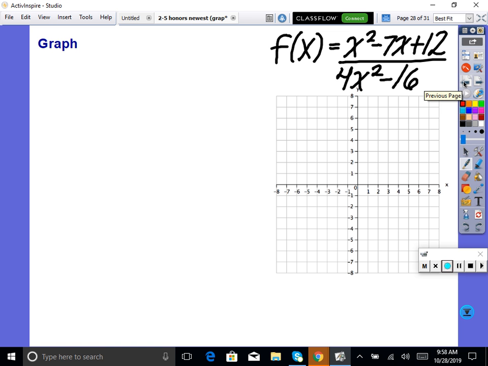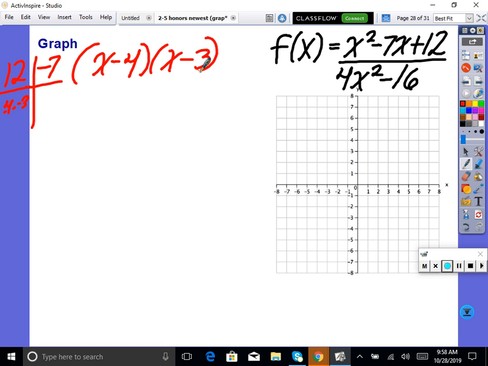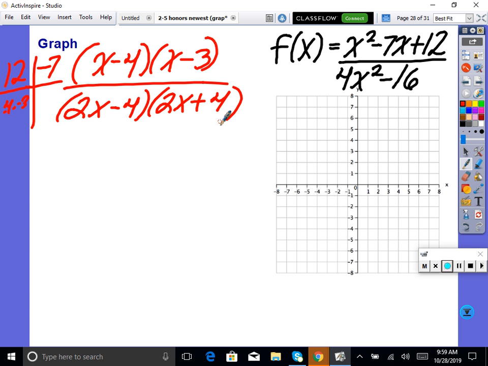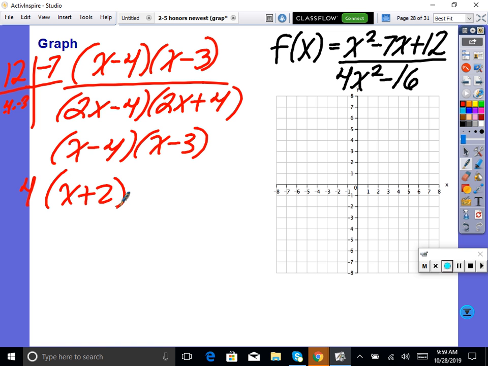Okay, so on top, what does that factor to be? It multiplies to be 12 and adds up to be -7. 4 times 3, negative, negative. X minus 4 and x minus 3. How do you factor those two perfect squares? That'll become 2x minus 4 and 2x plus 4, which I should have actually factored out the 4 from the beginning, because I'm going to pull out a 2 and a 2, and that's going to be 4. So I have x minus 4 and x minus 3 on top, and on bottom I have 4, and then x plus 2 and x minus 2. Should I pull out the 4 from the get-go? Does everyone see? Okay, awesome.